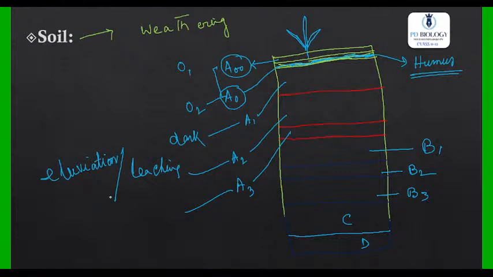A2 layer. A3, as a result, is slightly lighter in color and slightly deficient in organic matter, organic nutrients. A3 is a transitional zone between A and B horizon. This sub-horizon is lighter in color, compact in nature, with good hydration but poor in microorganisms.